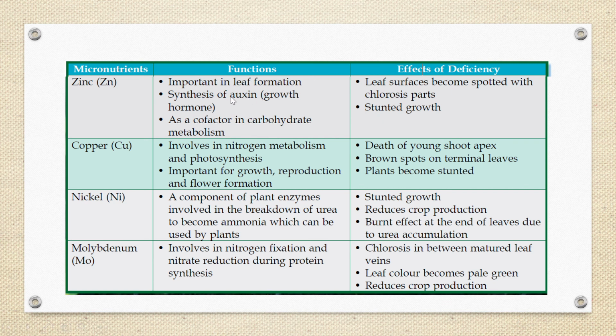Okay, synthesis of auxin, which is the growth hormone. Okay, if there is no growth hormone, definitely it results in stunted growth. Okay, molybdenum involves in nitrogen fixation, nitrate reduction during protein synthesis. Because for protein synthesis, one of the important elements is nitrogen. This fixation of nitrogen, these micronutrients are playing a role. It is involved in these processes. Okay, so in the end, if protein synthesis is reduced, it's going to reduce the crop production as well.